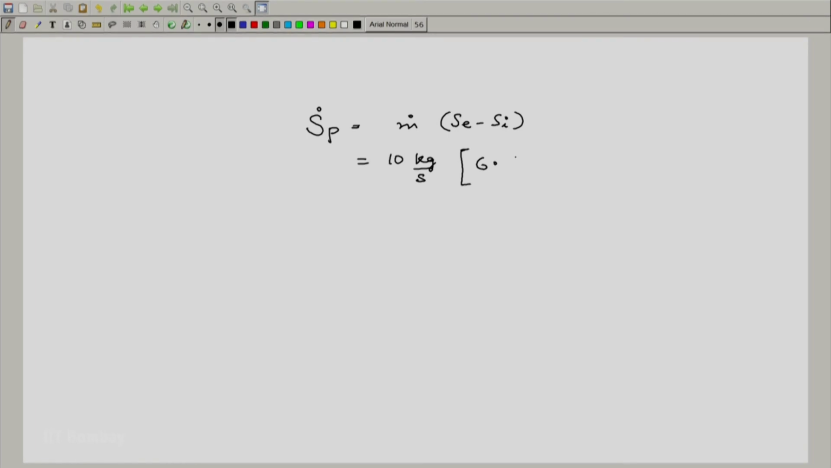So, Se is now 6.7945 as per our calculation, and Si is 6.5850, and the units for these are kilojoule per kg Kelvin. So, we can remove the kg. Kilojoule per second is nothing but kilowatt. We multiply this and get S dot P is 2.095 kilowatt per Kelvin. So, this is our entropy production rate.